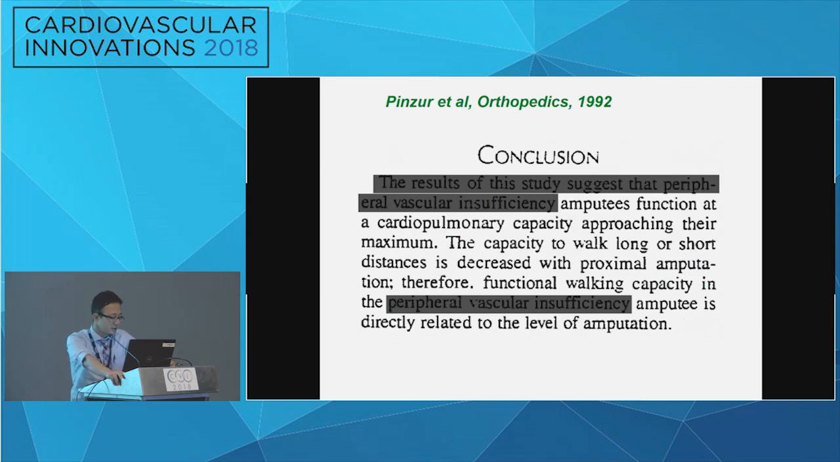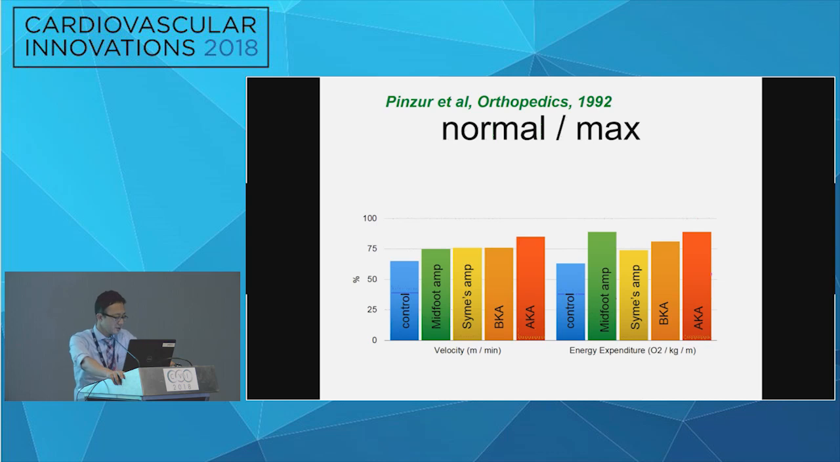To talk about this from the previous discussion, this is a Pinzur article I was talking about, their conclusion was that the amputees function at the cardiopulmonary capacity approaching their maximum. The capacity to walk long or short distances decreased with proximal amputation. Therefore, functional walking capacity in the amputee is directly related to the level of amputation. That's their conclusion, but they don't have this diagram. I actually used their numbers in the article to come up with this bar graph. And if you put their data on the bar graph, the conclusion is not really supported.